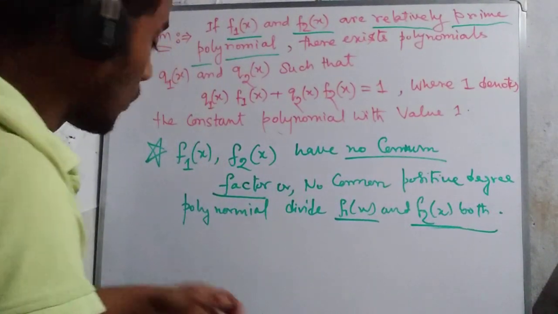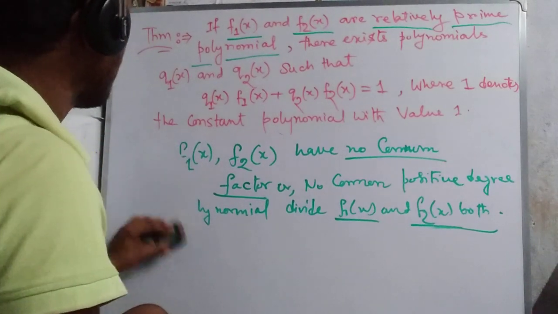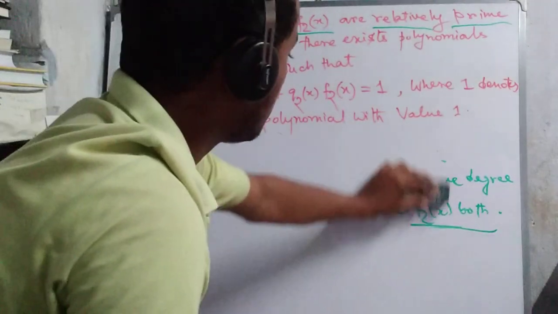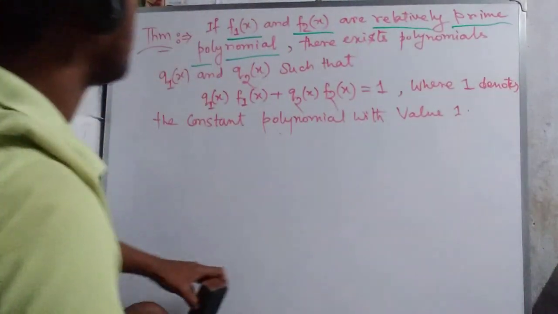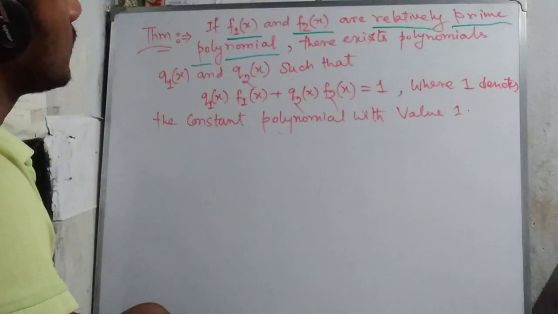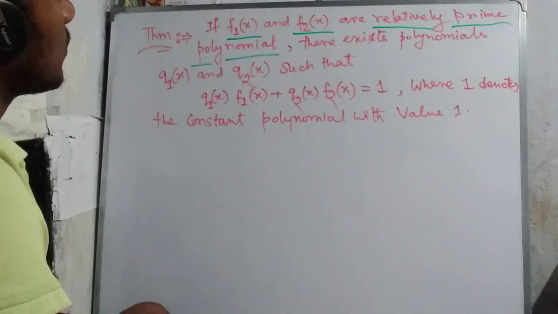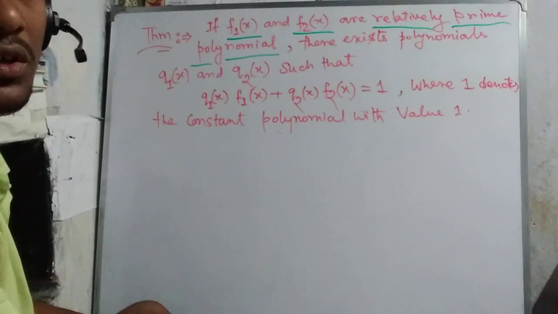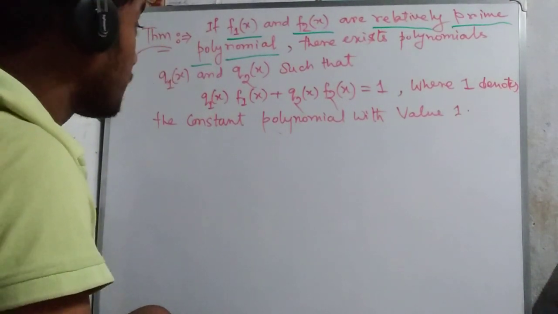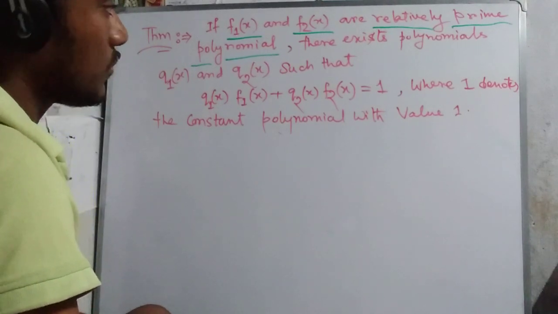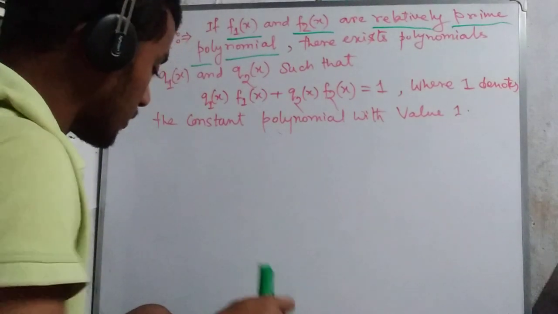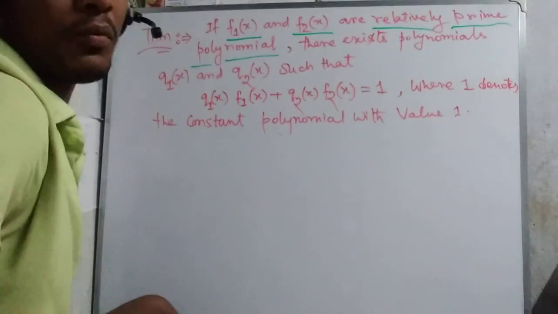So we erase that portion and go on to further discussion. If this condition is satisfied, that means f1(x) and f2(x) are relatively prime polynomials, then there exist polynomials q1(x), q2(x) such that q1(x)f1(x) plus q2(x)f2(x) equals 1, where 1 denotes the constant polynomial with value 1. So we are going to prove that.